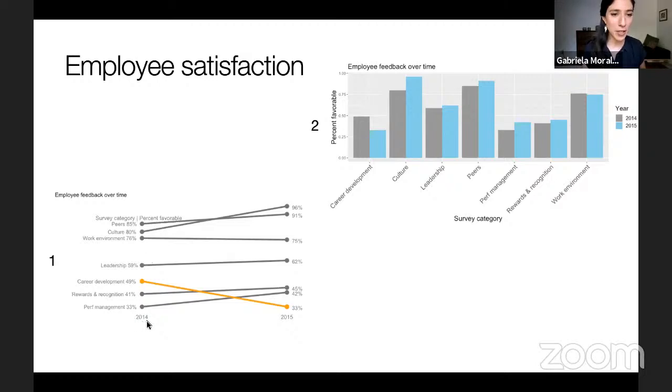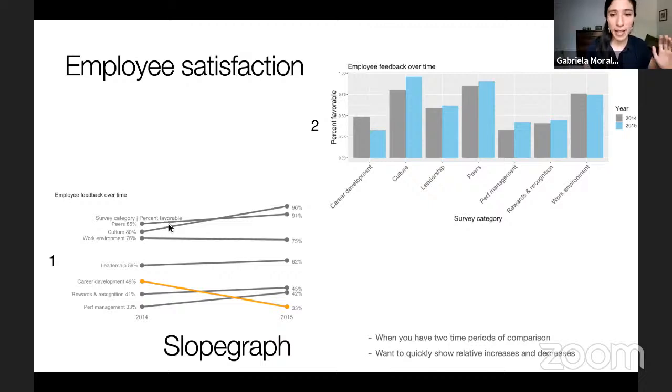In number one, you have only 2 points, year 2014 and year 2015, and you get only the slope. This is called a slope graph. And you can see quickly the slopes of each one of the categories. So you can see in peers, it almost didn't change. In culture, actually, it increased, which is good for you guys in HR.